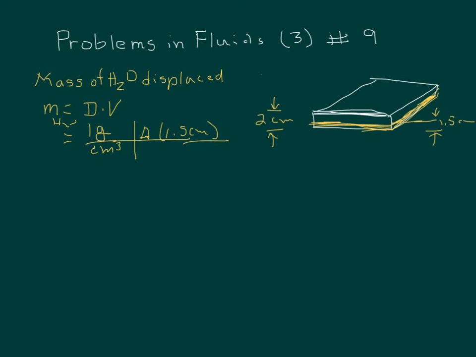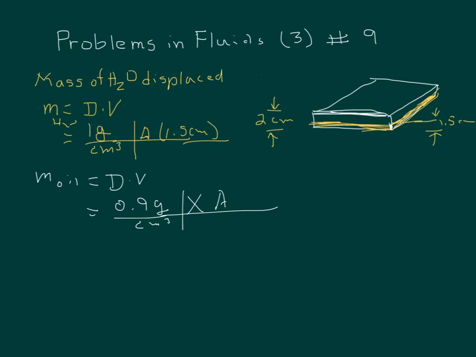Let's move the block to the oil. And let's look at the mass of the oil displaced. This is going to be very similar. I have d dot v. And so this is 0.9 grams per cubic centimeter. X will be the displacement in the water, how far up and down it's going to move in the oil once I put it there. And then again, I have the same area of the block.